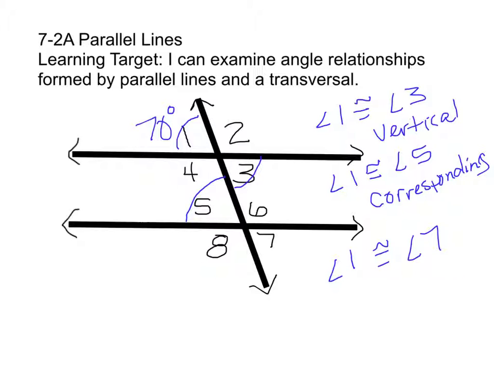Which one of those definitions are you using to get that? Think about the position of the angles. Are they inside or outside? Exterior. What kind of exterior? Alternate. Alternate exterior angles are congruent. So 1 and 5 are alternate exterior. Very good.